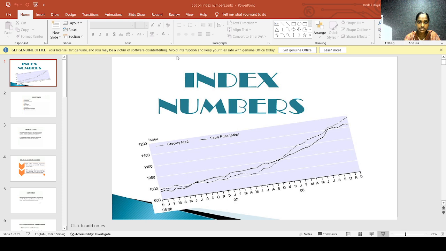We have seen five formulas: Laspeyres', Paasche's, Drobisch and Bowley's, Fisher's and Marshall-Edgeworth. These five formulas are suitable to find index numbers using the weights of both years. Whereas Kelly's method is suitable for fixed weights. It is not suitable for the weights of both the current year and the base year. It is suitable for the fixed weights method.